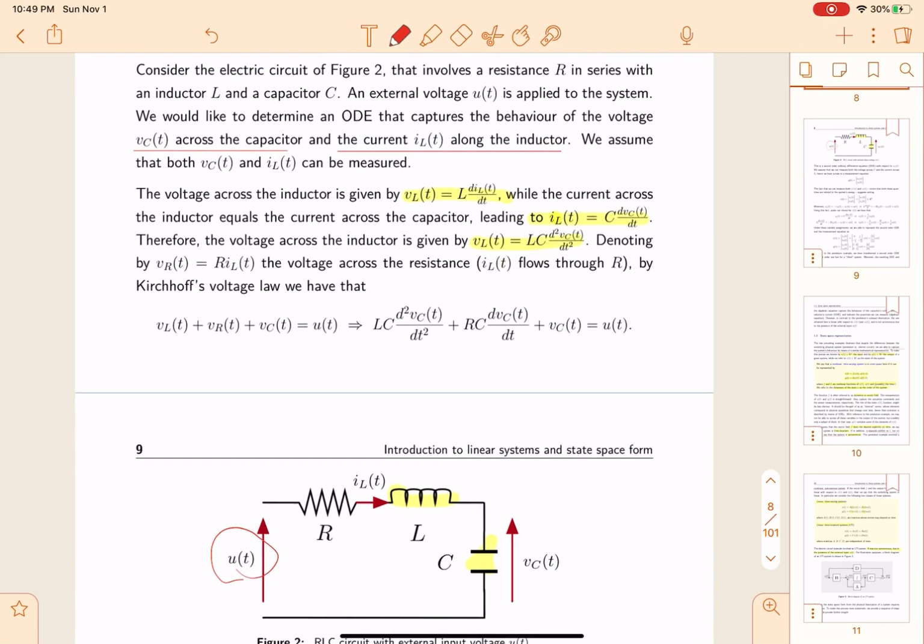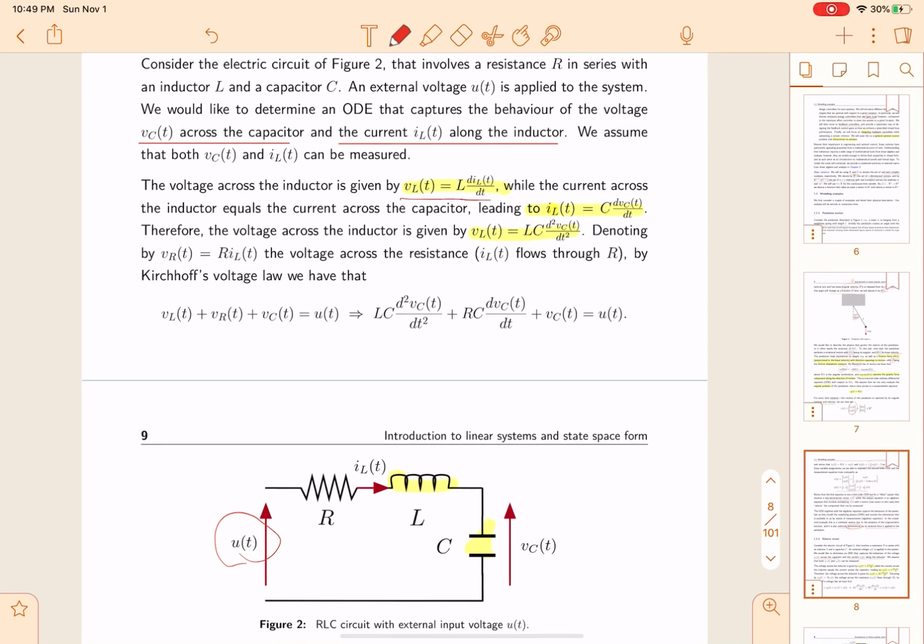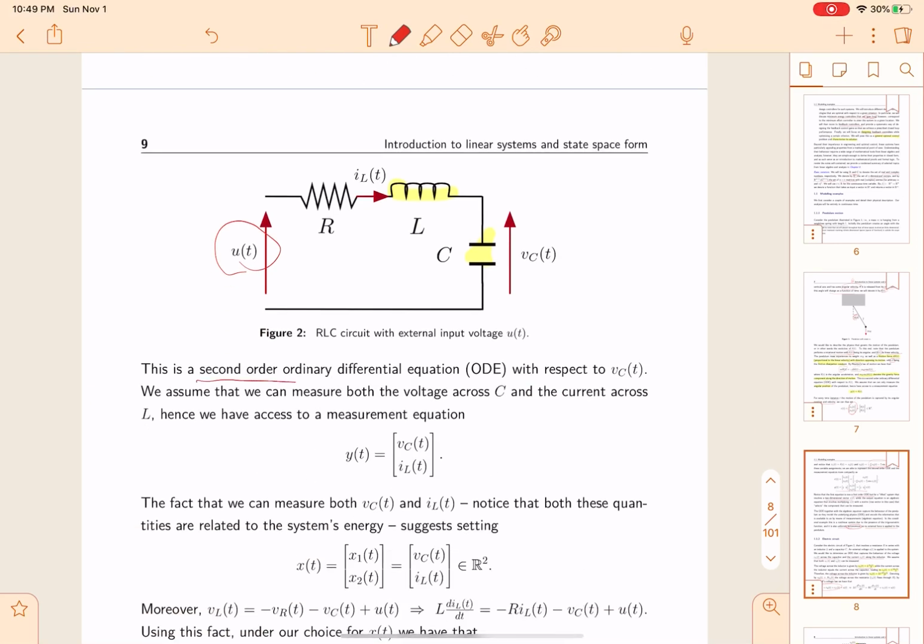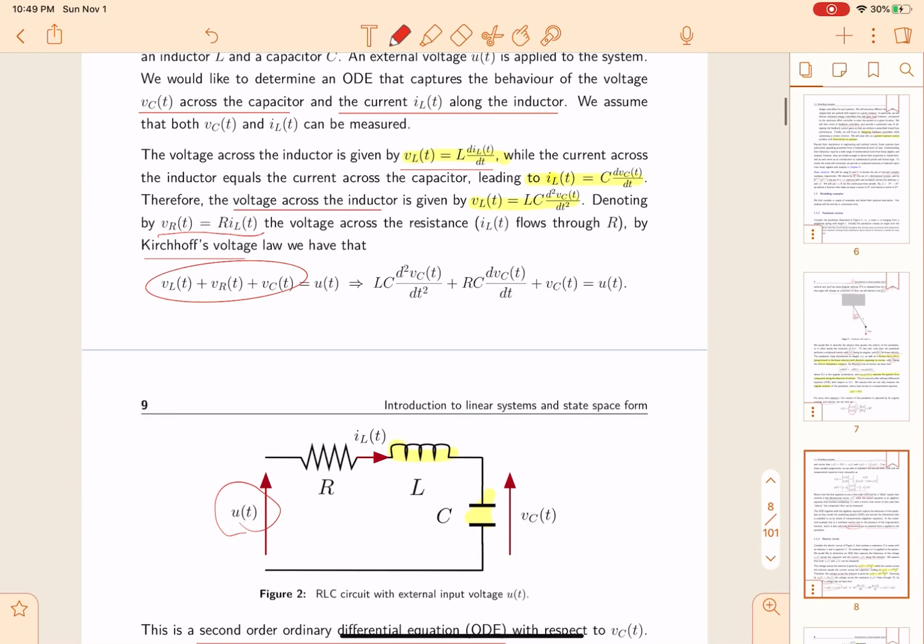And we have the voltage across the inductor given by this equation, and the current across the inductor equals the current across the capacitor because they are in series. Therefore, the voltage across the inductor can be expressed as this because we just sub in the values, and we know across the resistor V equals Ri. So by Kirchhoff's law, we get the sum of the voltages equals U(t), which is the input, and subbed in those expressions. So we will get a second order ODE with respect to VC.